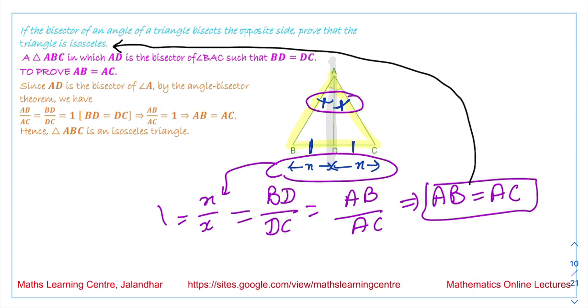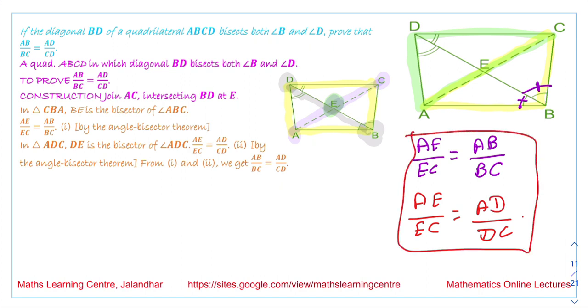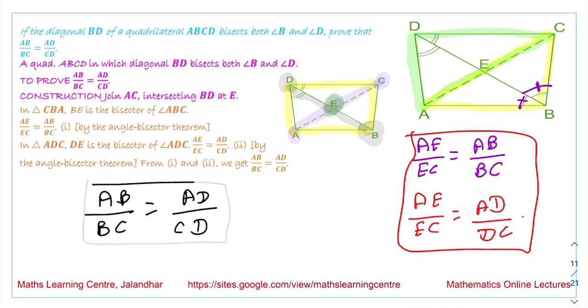And similarly, if we are talking about the triangle ADC, in this triangle we have AE over EC equal to AD over DC. So by combining these two results, what we get is that AB over BC is equal to AD over CD, and this is what we have to prove.